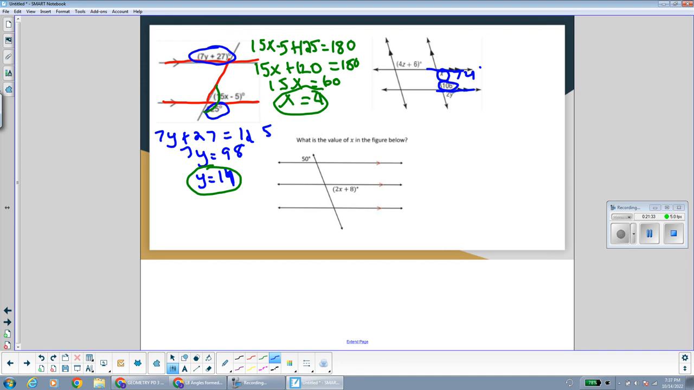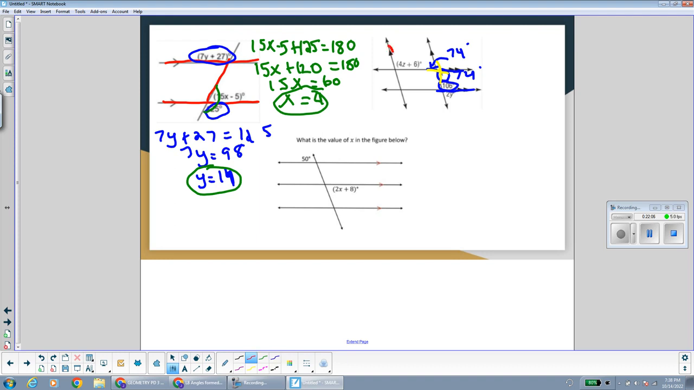I also know that the x angle and this angle over here are vertical angles. Notice how they come out of the same point? They're formed by intersecting lines and they look like they're across from each other. So they're congruent. If x was 74, this angle over here is 74 degrees as well.